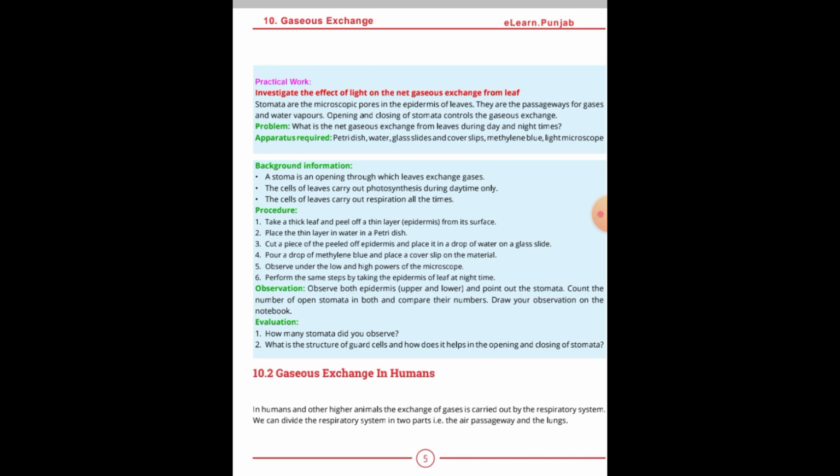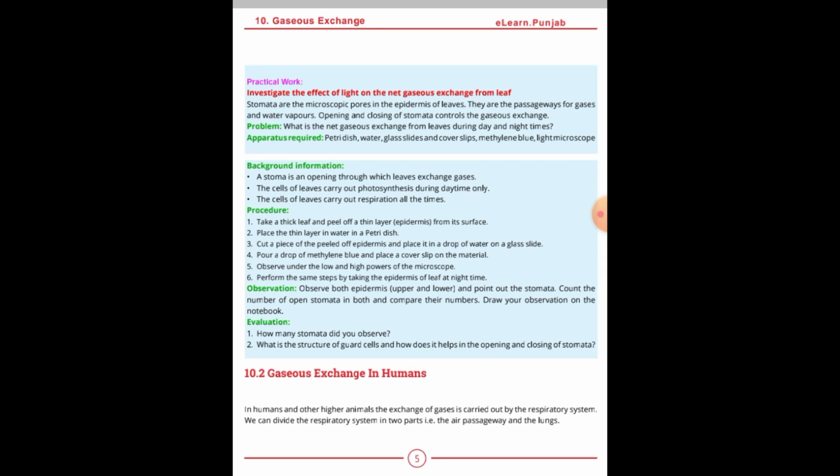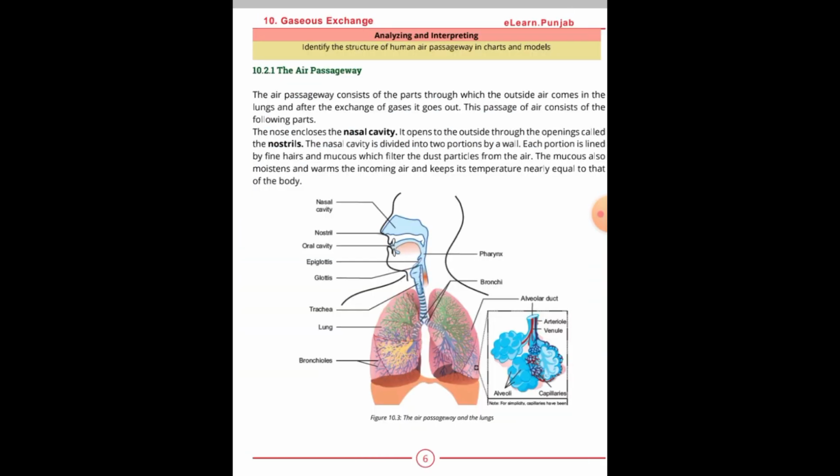In humans and other higher animals, the exchange of gases is carried out by the respiratory system. We can divide the respiratory system into two parts, the air passageway and the lungs. The air passageway consists of the parts through which the outside air comes into the lungs, and after the exchange of gases it goes out. This passage of air consists of the following parts: the nose includes the nasal cavity. It opens to the outside through the openings called the nostrils. The nasal cavity is divided into two portions by a wall.